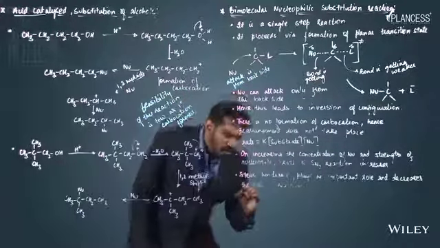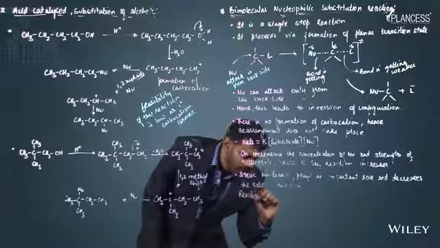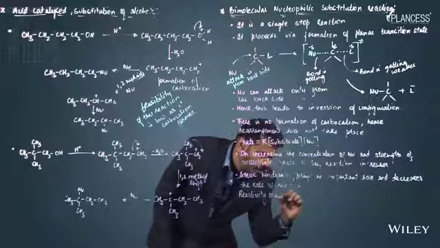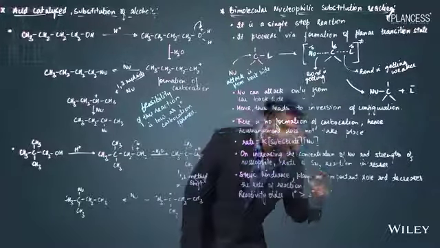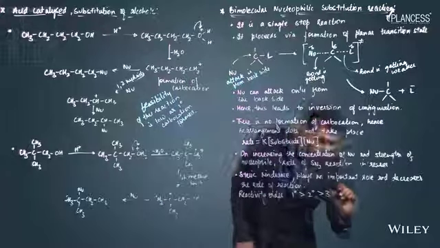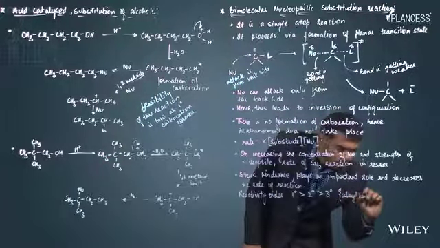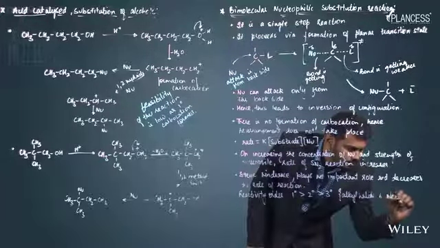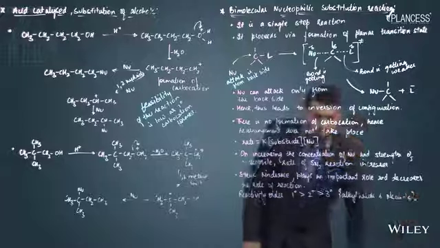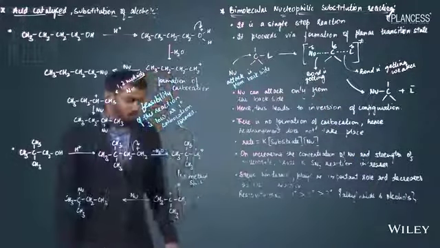That means the reactivity order is going to be primary, then secondary, and then tertiary, for alkyl halides and alcohols. That is going to be the reactivity order for SN2 reaction.